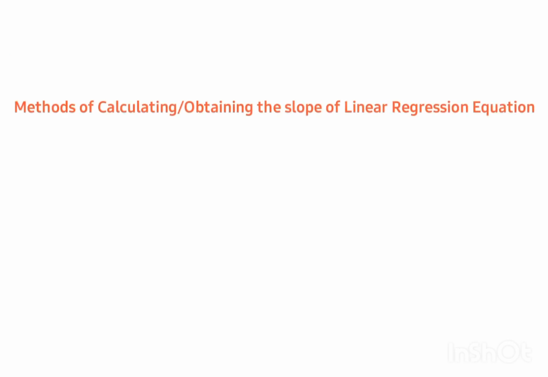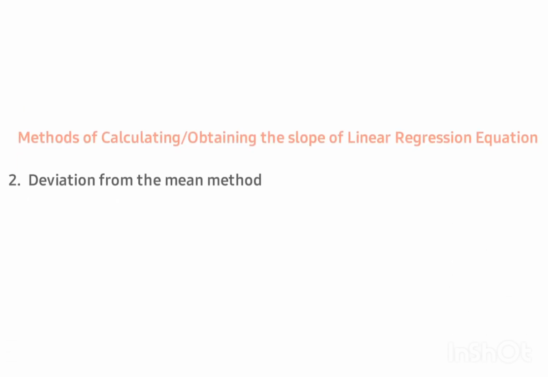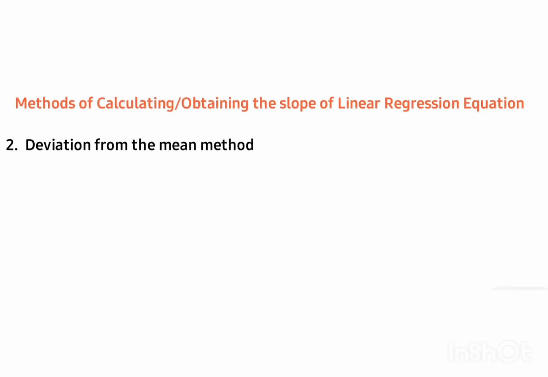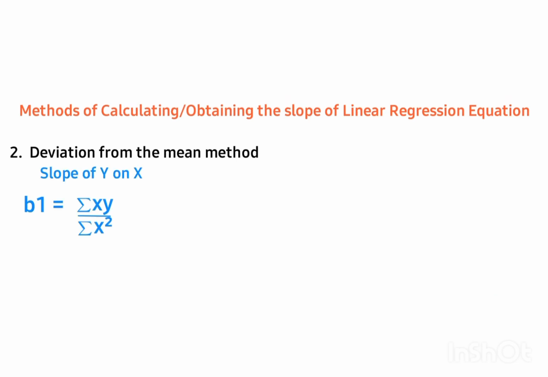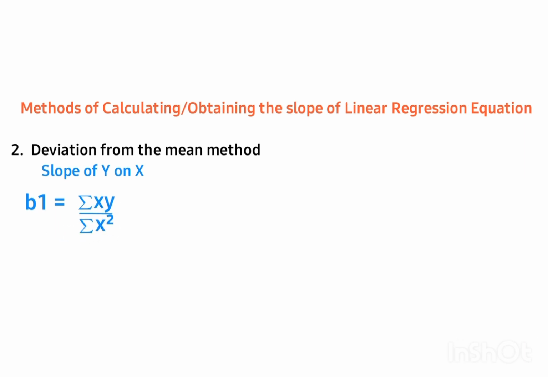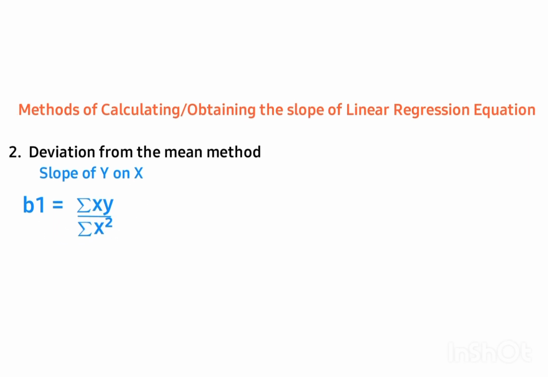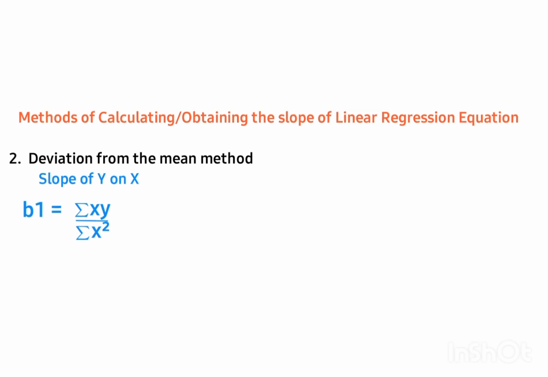The second method of obtaining the slope of linear regression equation is the deviation from the mean method. Now, let's take a look at the formula for calculating the slope of y on x using the deviation from the mean method. And here we go now. The slope of y on x equals summation of the deviation from the mean of x times the deviation from the mean of y, divided by summation of the square of the deviation from the mean of x.